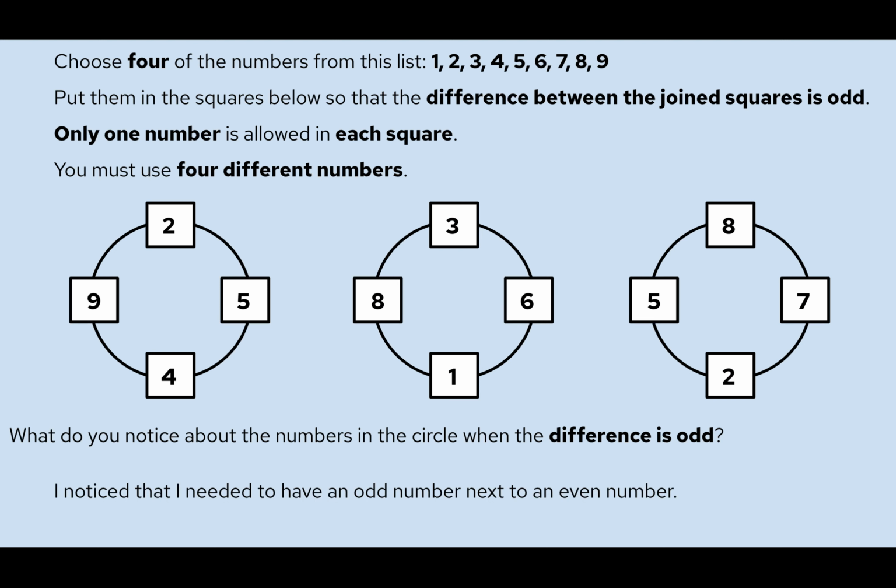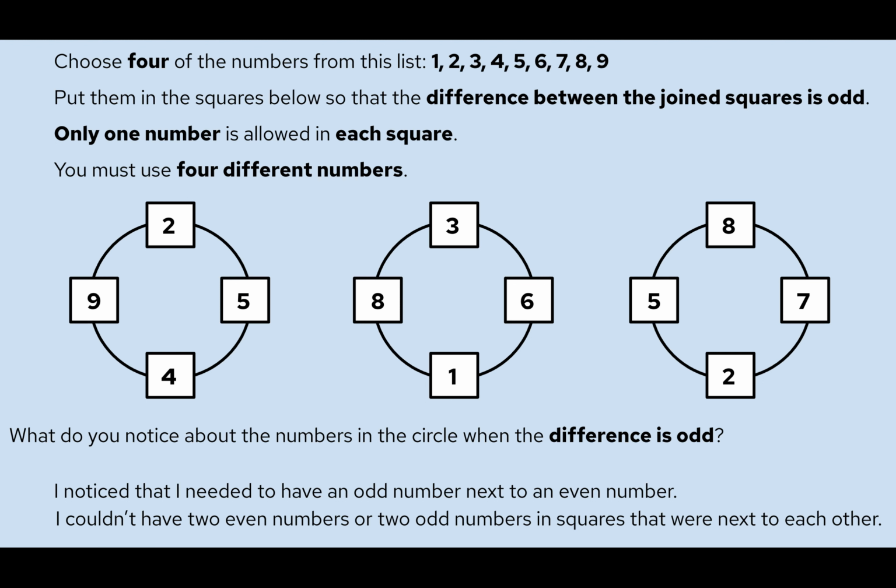Okay, here's what I noticed. I noticed that I needed to have an odd number next to an even. So it went odd, even, odd, even. I also noticed that I couldn't have 2 even numbers or 2 odd numbers in the squares that were next to each other. So I couldn't do even, even, or odd, odd.